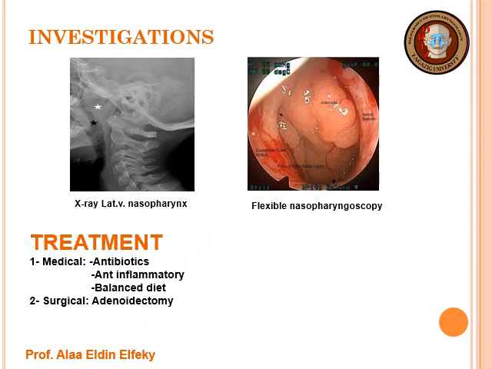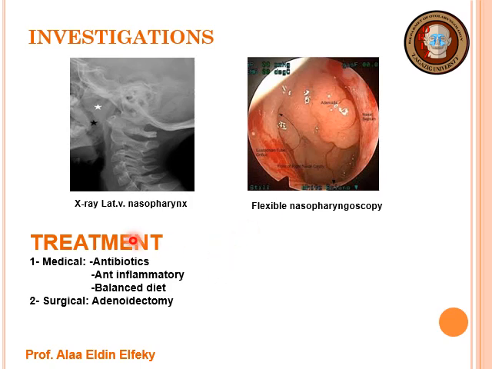Investigations of patient with adenoids. Plain X-ray lateral view of the nasopharynx. We can see here that this is the base of the skull and this is the first cervical vertebra. At this angle, this is the adenoid. And we can see soft tissue mass here closing or obstructing the air column. This is the air column and obstructed here, and this is a big adenoid. Here, the flexible nasopharyngoscopy. This is the choana, and we can see here the adenoid obstructing the posterior choana.